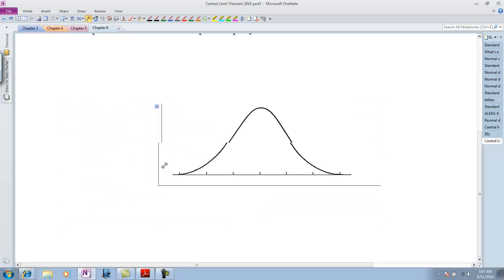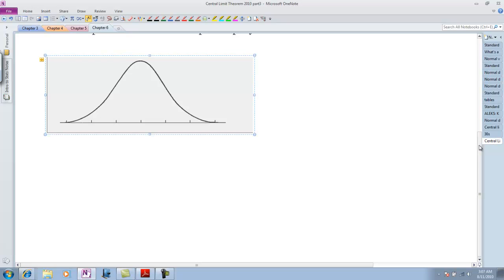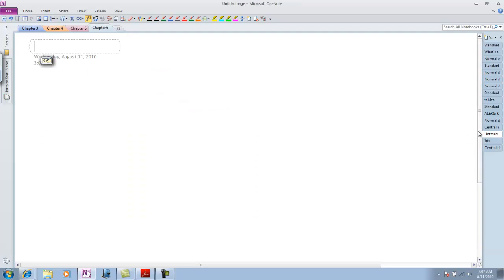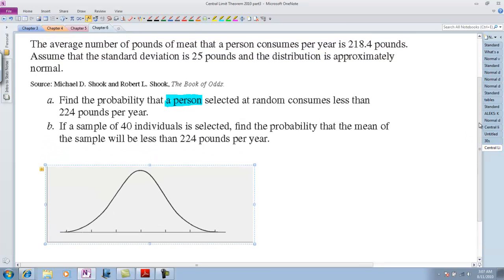I always like to have a picture because I feel like when it's there, I can see what's going on. So, first thing is I'm going to fill in this picture with a little bit of this information. It says the average number of pounds of meat that a person consumes per year is 218.4 pounds. So, based on that, right here in the center is my mean, and that is 218.4 pounds. I'm allowed to use this bell curve because they told me the distribution is approximately normal.